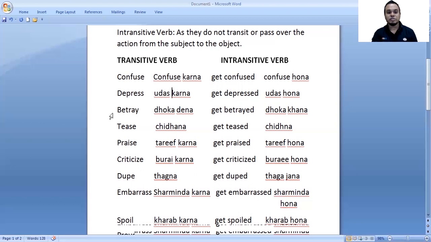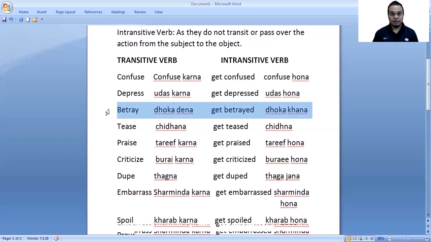Now betray. Betray means धोखा देना. You betrayed me. तुमने मुझे धोखा दिया. Now to betray you need an object. So me is object. You betrayed me. तुमने मुझे धोखा दिया. Now how will I convert betray into intransitive? I'll add get before betray and I'll use third form of the betray. So it became get betrayed. धोखा खाना. I got betrayed.